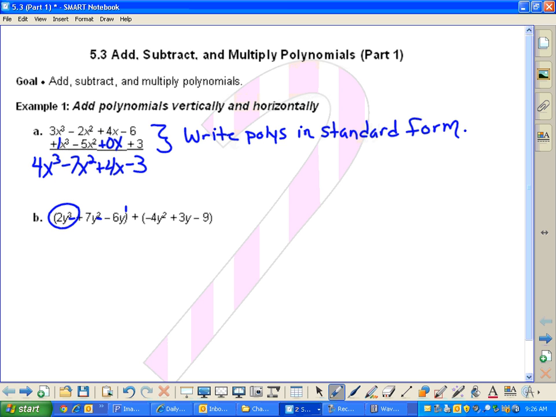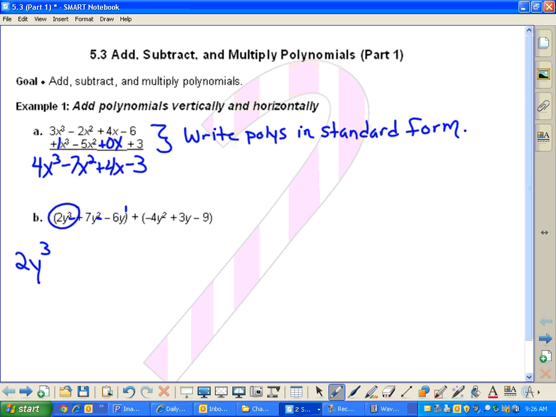That's my thing that has the highest exponent in the problem. And that's where I'm going to start combining my like terms. So I see that 2y cubed is sort of my degree holding term in the first polynomial. And I'm going to see if there's any other y cubes that I could combine with that. And I don't see any.